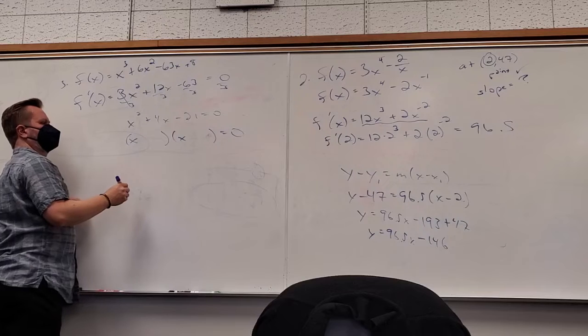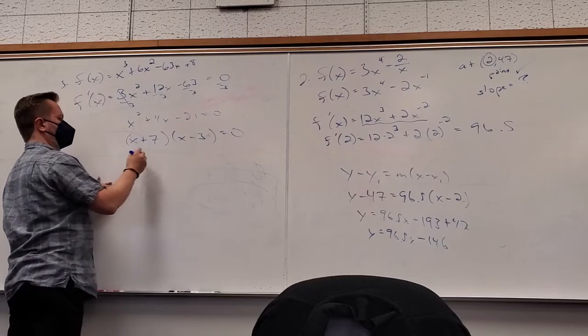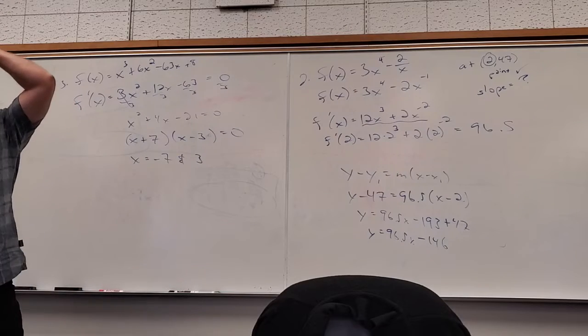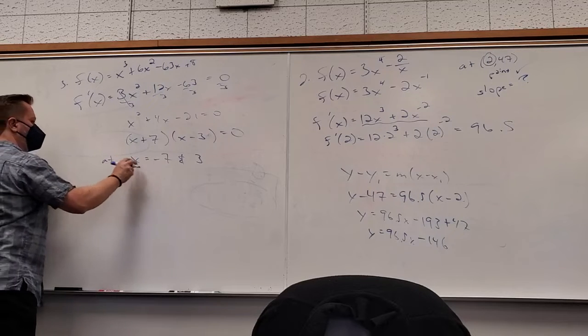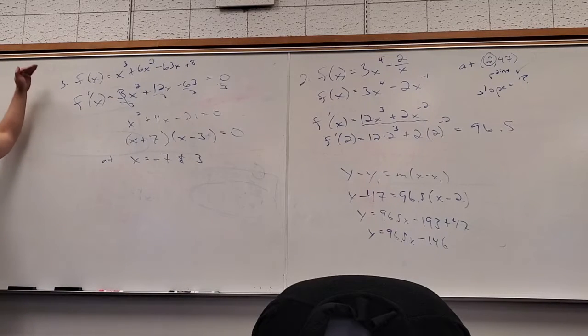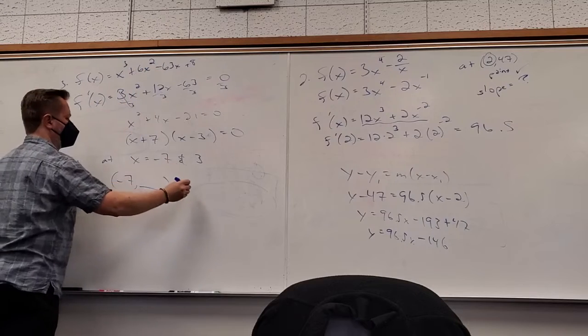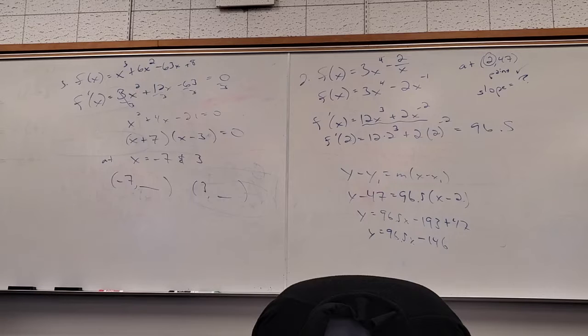Plus 7, minus 3. So I get x equals negative 7 and 3, right? So at these x values, this function has a horizontal tangent line. You can go one step further because it wasn't specific: at what points? Negative 7, comma, plug in negative 7, and 3, comma, plug in 3. You just plug them in the calculator. That's not interesting.